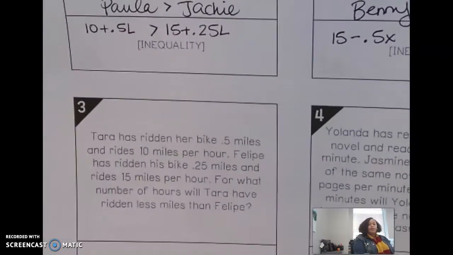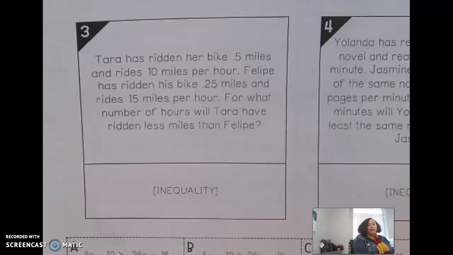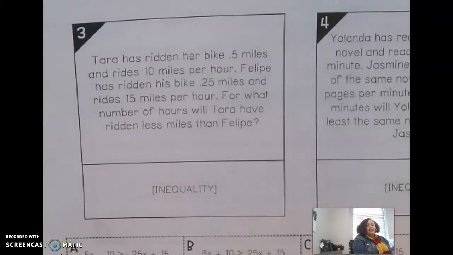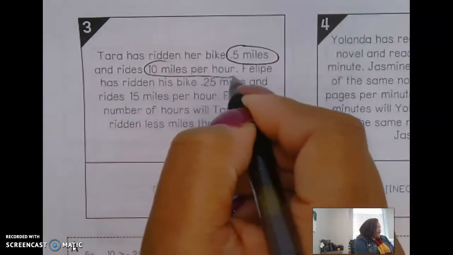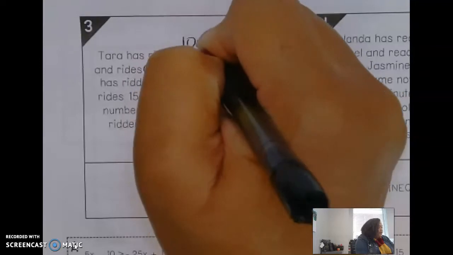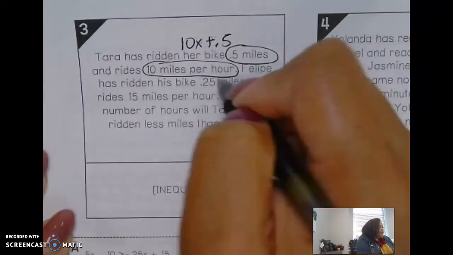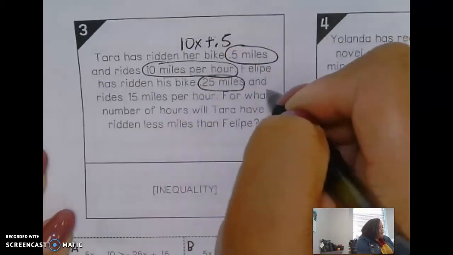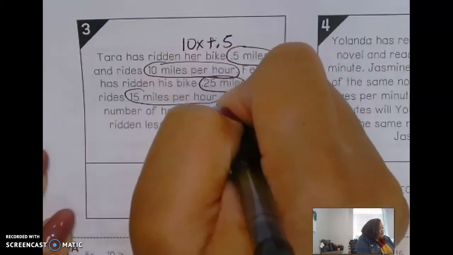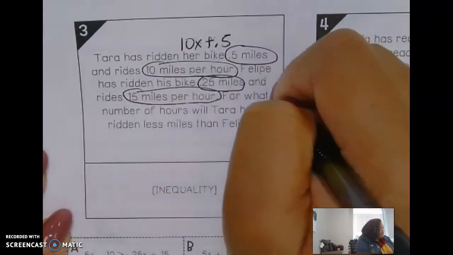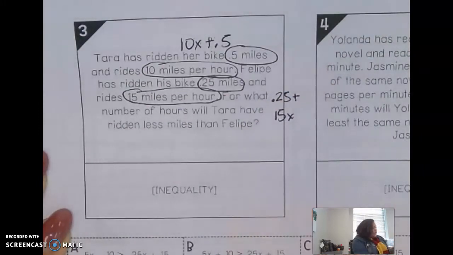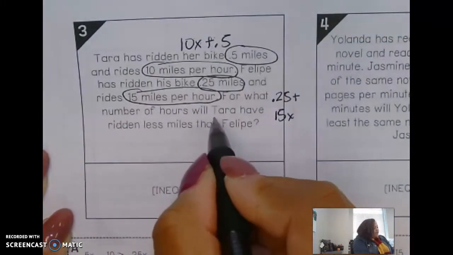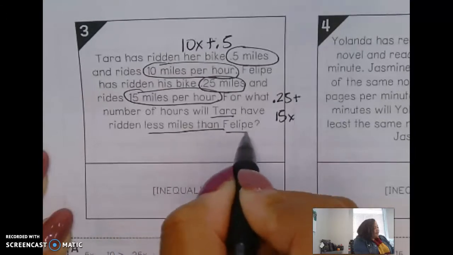Number 3. Tara has ridden her bike half a mile and rides 10 miles per hour. She's ridden half a mile. Her rate is 10 miles per hour. 10x plus 0.5 miles. Felipe has ridden his bike a quarter mile and rides 15 miles per hour. So that's 0.25 plus 15x. For what number of hours will Tara have ridden less than Felipe?